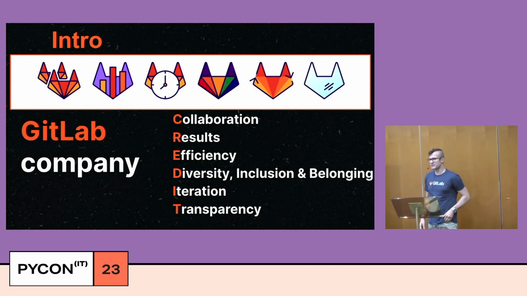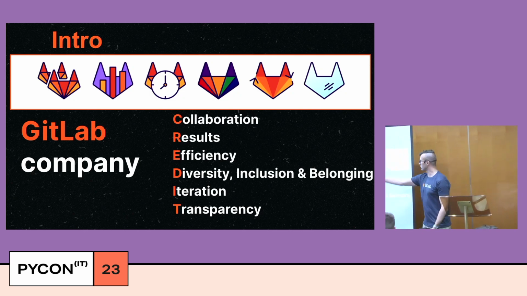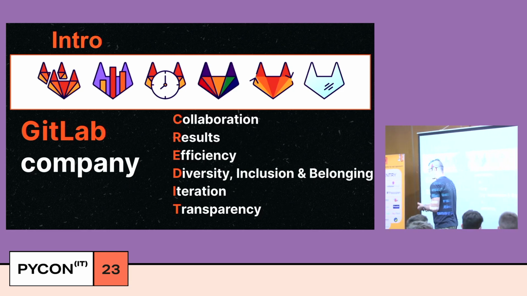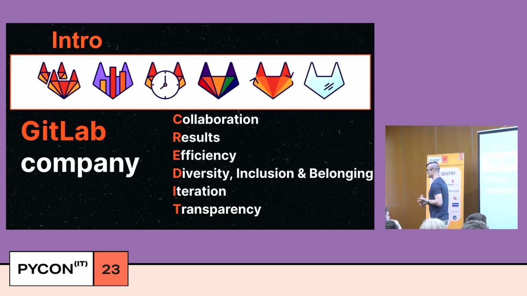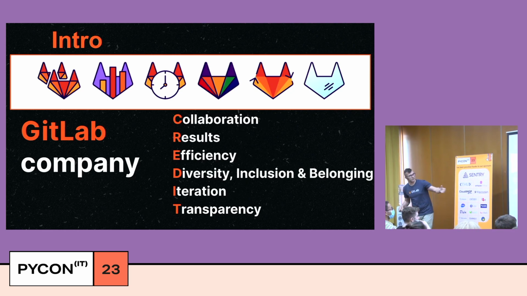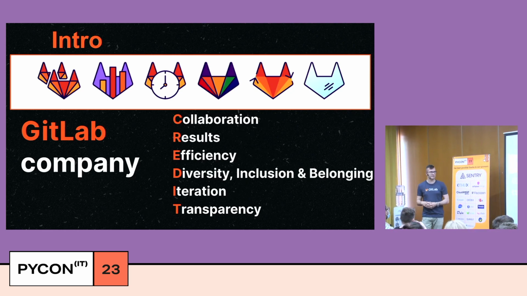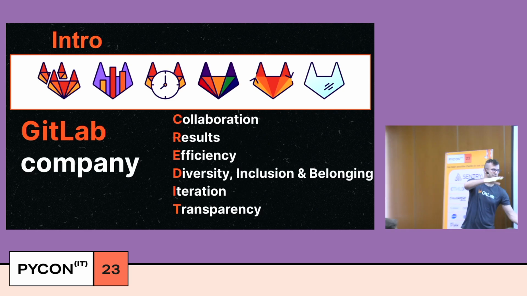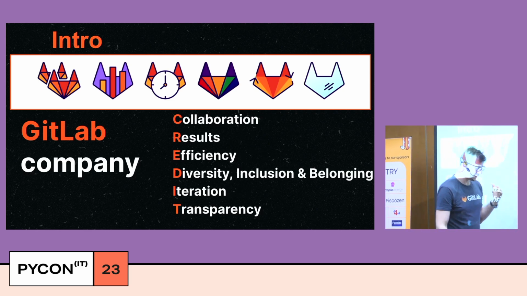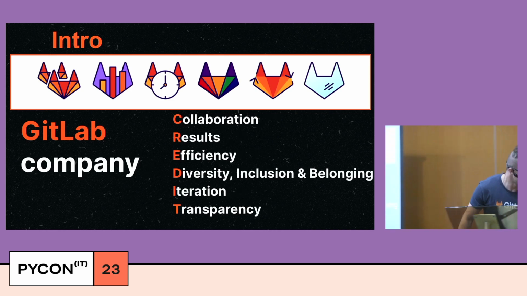To drive our business, we define a set of rules or values, which is fairly easy to remember. CREDIT, in our case, stands for collaboration, results, efficiency, diversity, inclusion and belonging, iteration, and transparency. So, if you're very lazy, remember CREDIT. Everything else you can find on the internet. Let's talk a bit more.